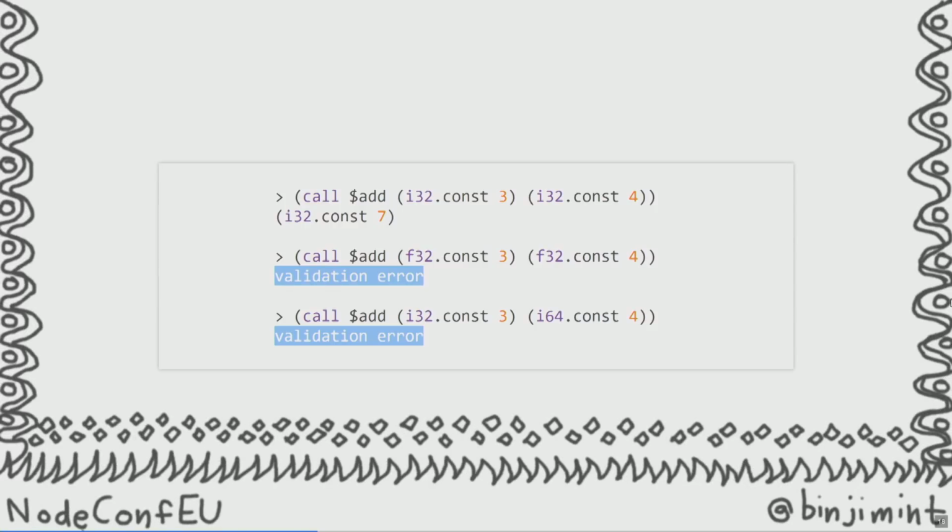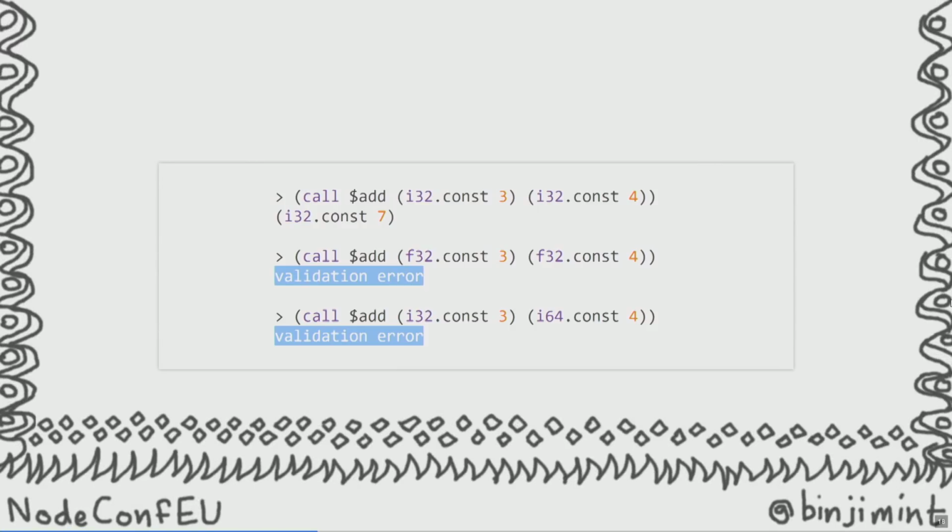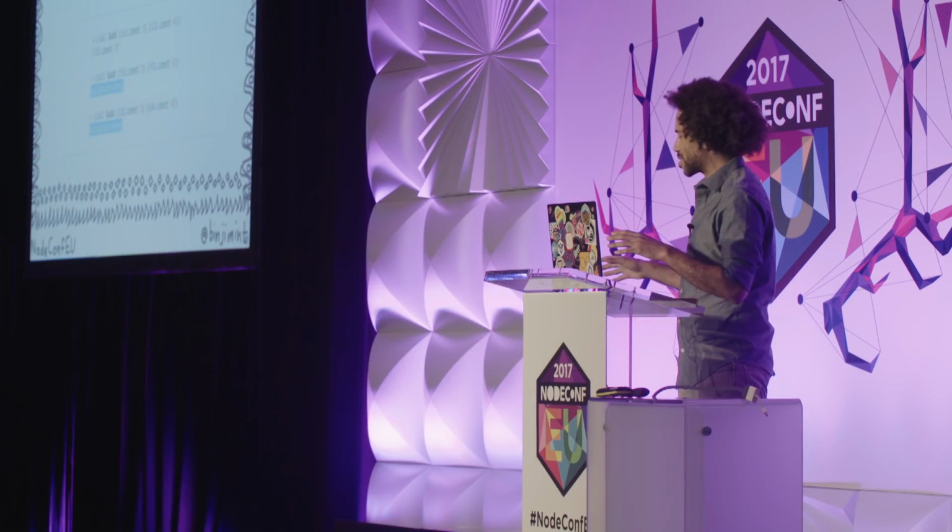So what you see here is a call operation. This is the actual call instruction that WebAssembly has. And if you pass it a float, or if you pass it an int64 and an int32, then it says, nope, that looks wrong to me. I don't know what these are. You have to put an explicit cast in. Again, another reason why you probably don't want to write this by hand.